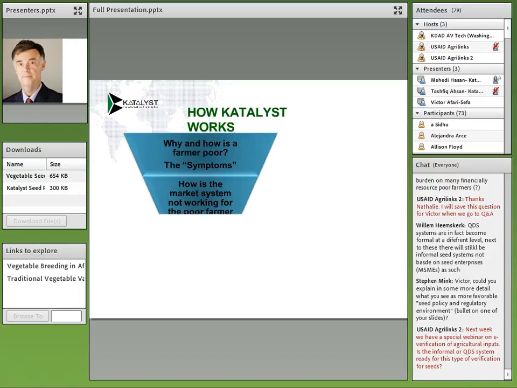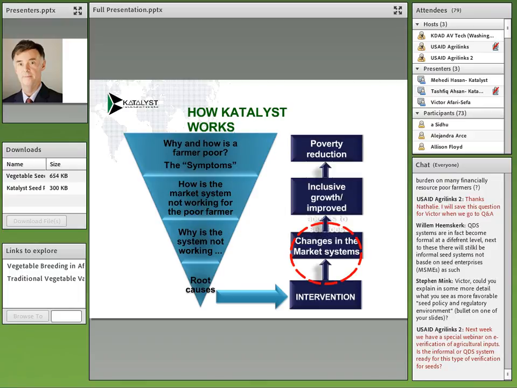Now, I would go through how Catalyst works. A farmer being poor is not a problem for us. Rather, this is a symptom. So we analyze why and how a farmer is poor, and then why the market system does not work to solve the problem. Eventually, what you get as an answer is the underlying causes of why the farmer is poor. This guides us to develop the intervention that changes the market system. As a result, the poor get access to markets, inputs, services, etc., which in turn increases income and thereby reduces poverty.